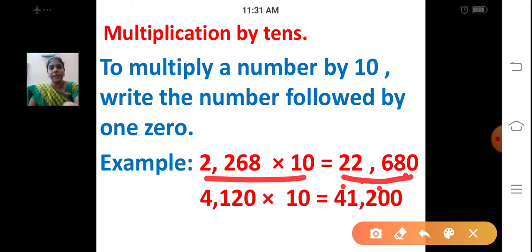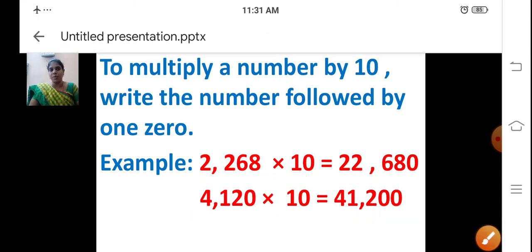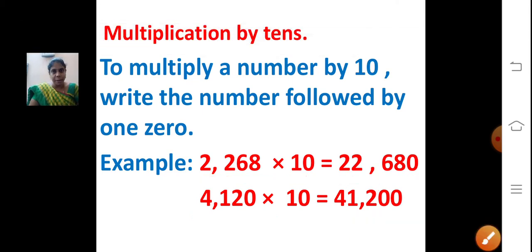And second example is 4120 into 10. What you have to do? First write the number 4120 followed by 10 at the last. So the answer is 41,200. So you know how to multiply a number by 10, right? So write the number then followed by 10.